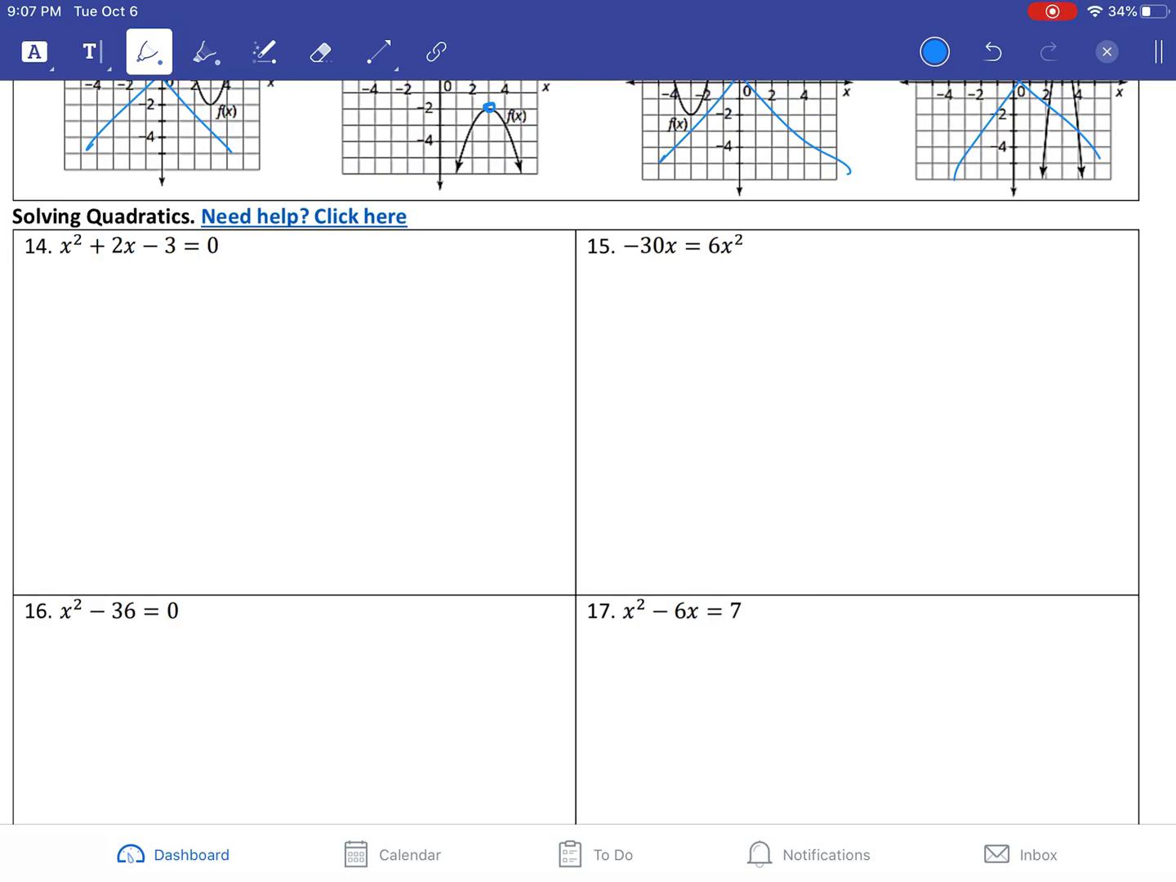is try to take out a greatest common factor. If it has a greatest common factor, take it out. It makes the equation simpler to solve, and then go from there. If there's no greatest common factor, the first thing to check is, can you factor it using the 5 steps to factoring? That's the easiest factoring method.